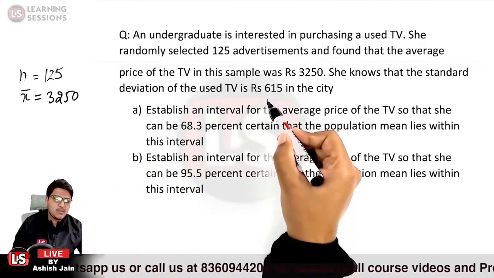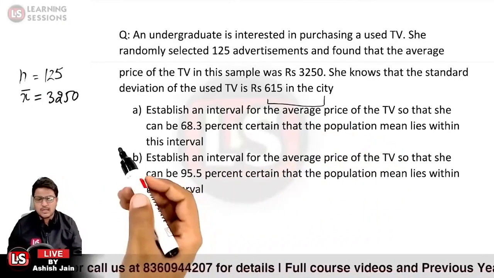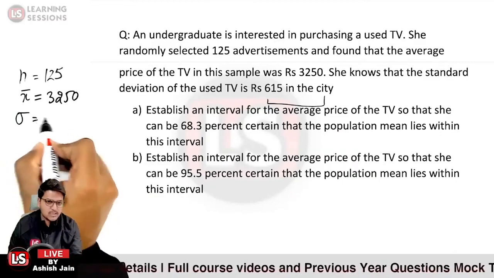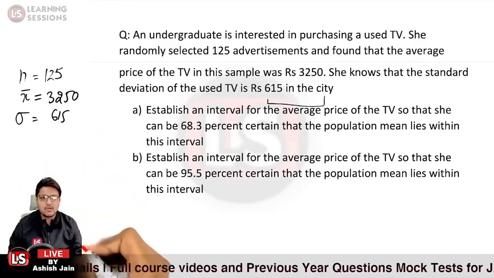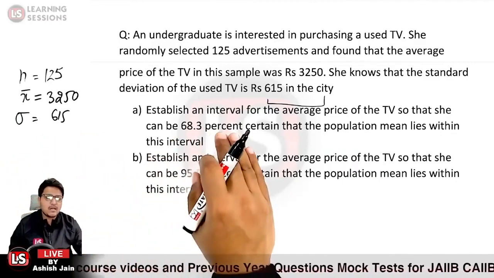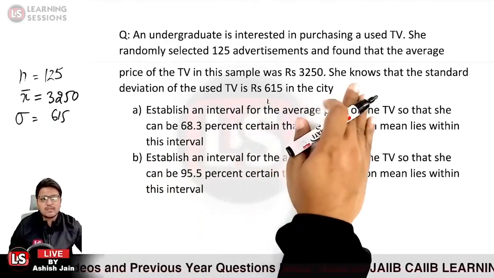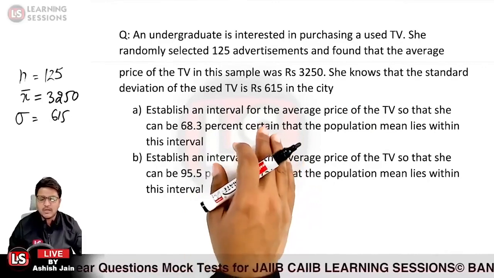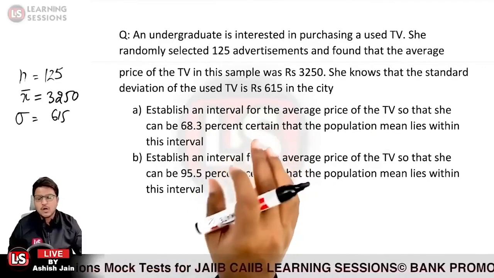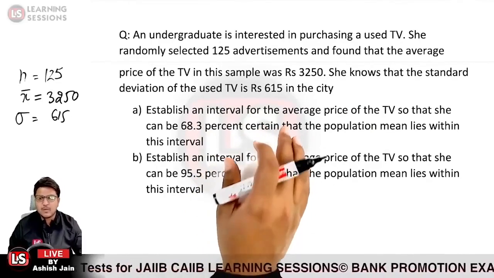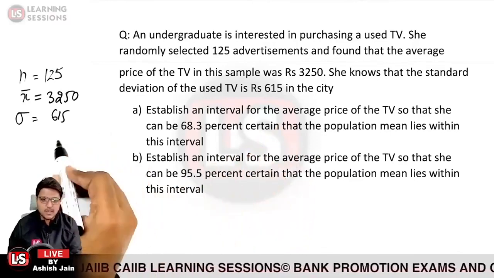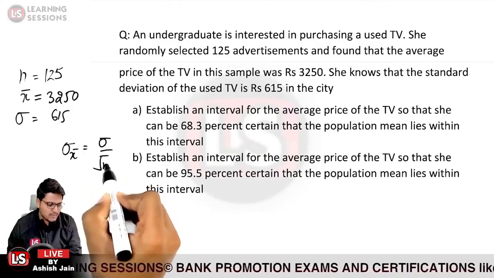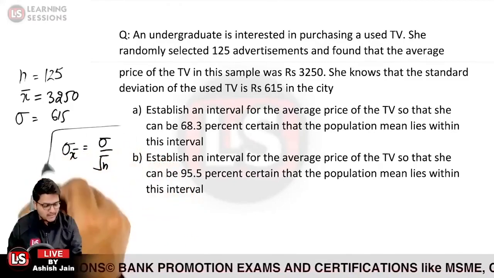So in the city it means what? It means the population itself. So the sigma over here is given to be 615 in this particular case. So she established an interval. Over here we are not provided the number of entities in the population itself. So we'll be considering it as a very large population, or we can simply consider it infinite. In both the cases, your formula, that is sigma x bar equal to sigma by root n, would be applicable. Okay, so you will be applying this particular formula over here.